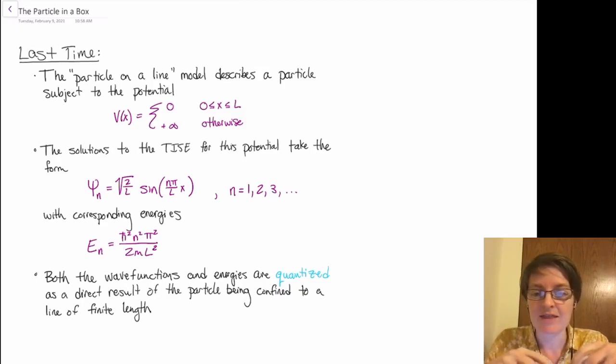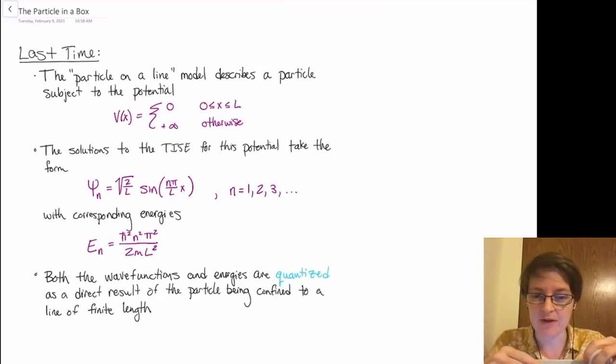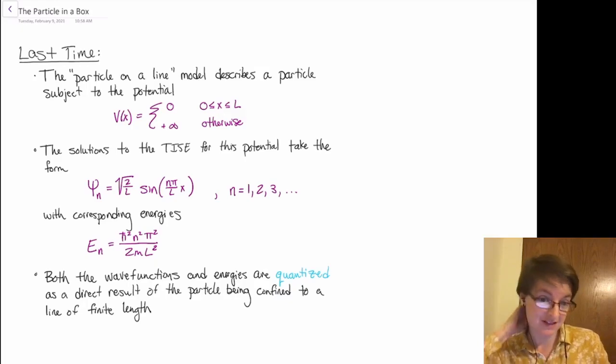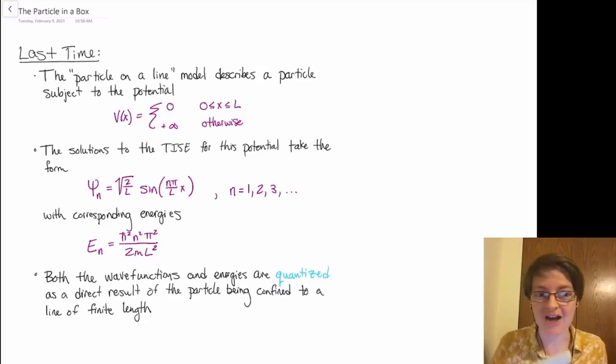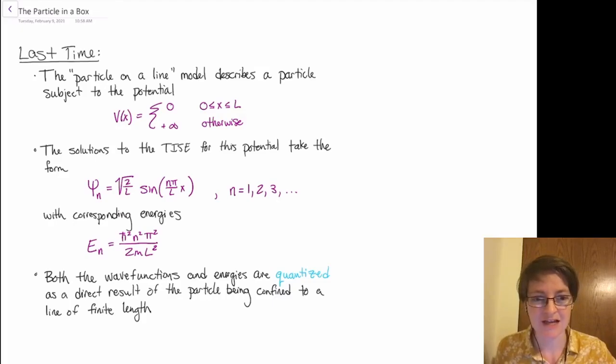We also learned that each particular solution to the wave function, of which there are many solutions, each with a different value of n, is given by the energy expression E sub n equals h bar squared times n squared times pi squared divided by 2mL squared, where m represents the mass of the particle, notably not the mass of the box. So both the wave functions and the energies in this case are quantized, and it was a direct result of the particle being confined to a line of finite length.